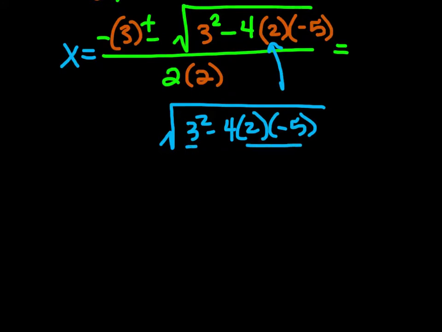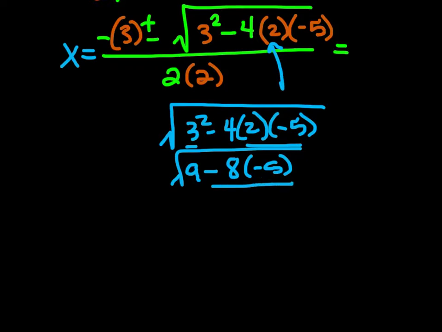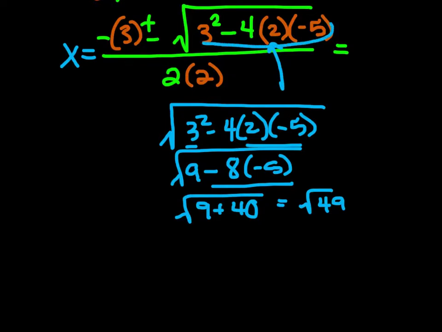We can now do 3 squared, which is 9, minus 4 times 2, which is 8, times -5, and we're taking the square root of that. -8 times -5 equals a positive 40, so 9 plus 40 is what we got, and so that is equal to the square root of 49. All of this is equal to the square root of 49.